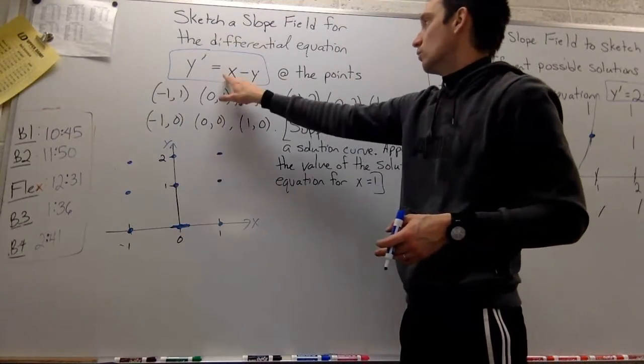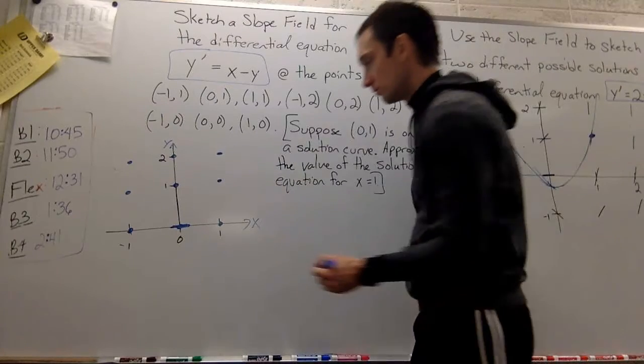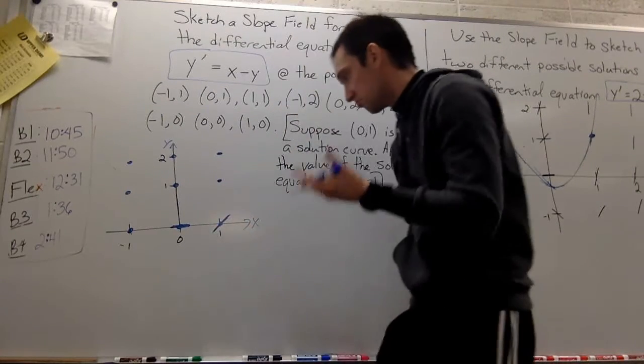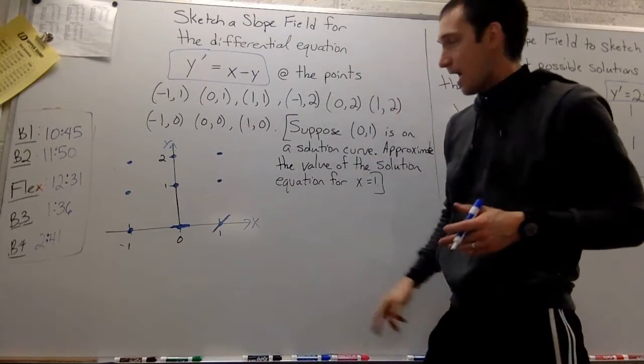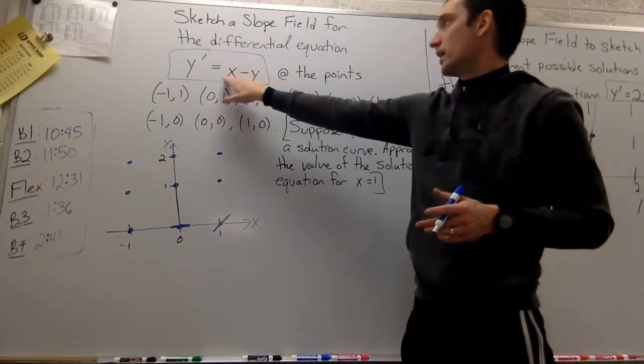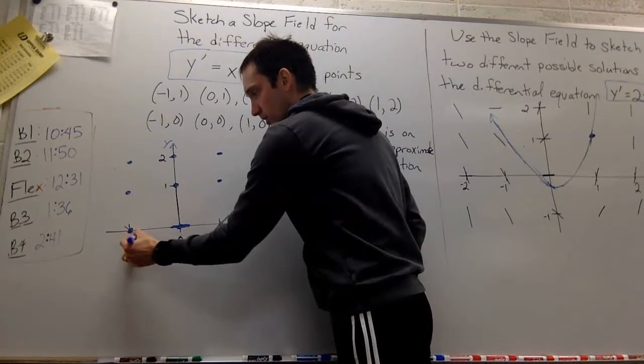1 comma 0. 1 minus 0 is 1, so the tick mark here should have a slope of 1. So I'll try to draw a tick mark here with a slope of 1. That's probably about as good as I'm going to do. At negative 1 comma 0, you plug in negative 1 for x, 0 for y. Negative 1 minus 0 is negative 1. So you draw a little line segment here with a slope of negative 1.